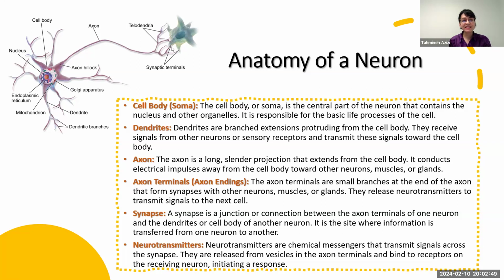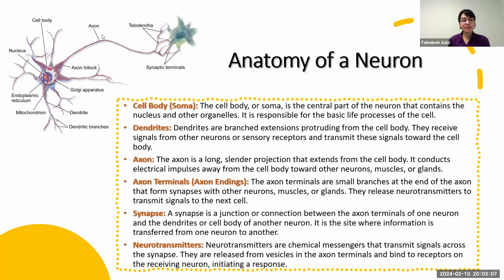And we have these synapses here. These are like junctions connecting two neurons to each other. These junctions, or synapses, are the site where information is transferred from one neuron cell to the other one.